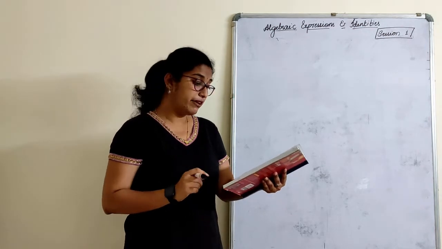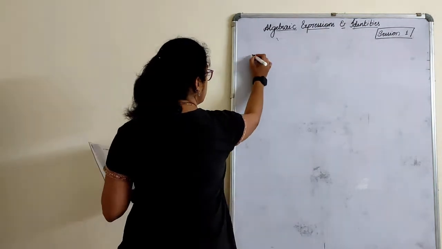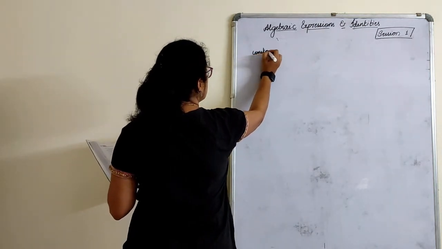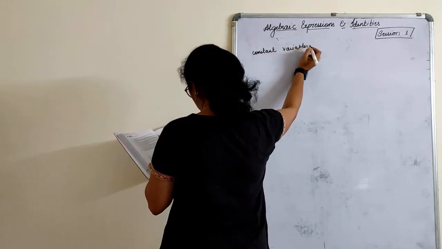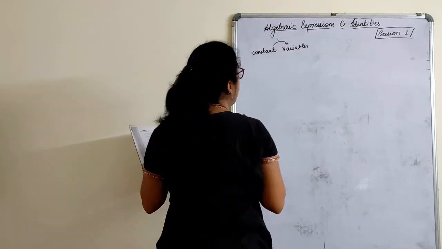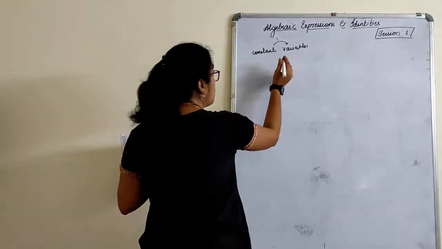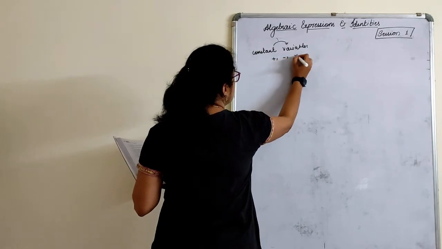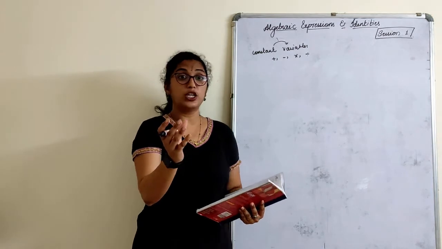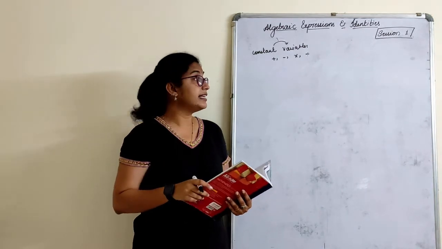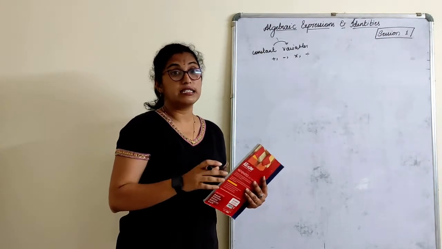What is an expression when we talk about an algebraic expression? A combination of constants and variables, when these constants and variables are connected by mathematical operations. What mathematical operations? Plus, minus, multiplication and division. The expression we get is called an algebraic expression. Now, what do we mean by constants and variables?